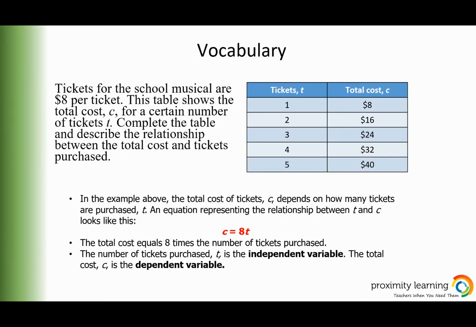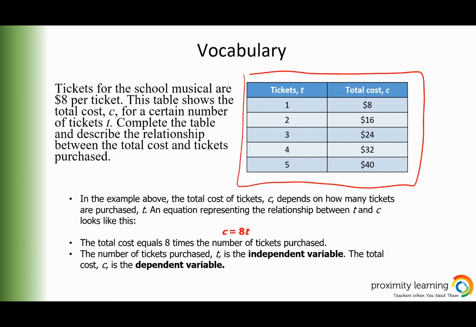All right. So let's take a look at an example. Tickets for the school musical are $8 per ticket. This table right here shows the total cost, or C. Cost will be represented by C for a certain number of tickets, T. So cost is C, number of tickets will be T. We're going to complete the table and describe the relationship between the total cost and tickets purchased. Tickets are on the left hand side here, and the total cost will be on the right hand side.